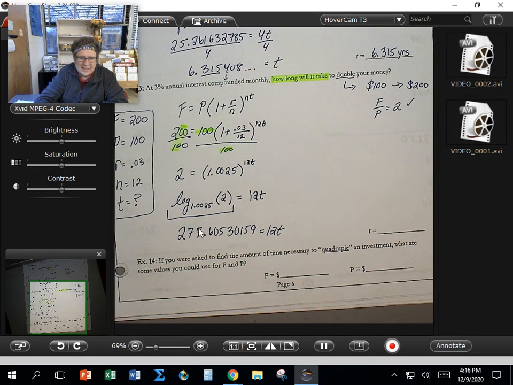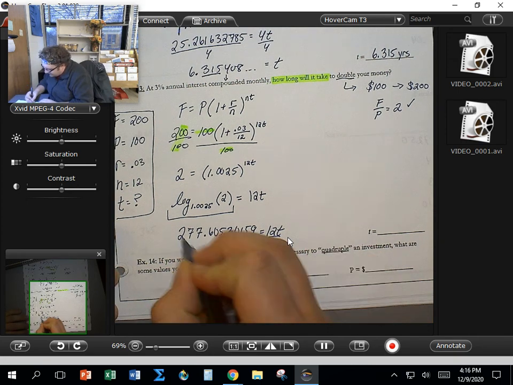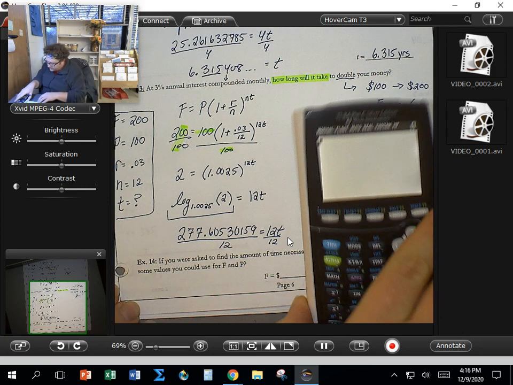Now, you may be thinking, that's a lot of years to double your money. 277? I don't think any of us will be here if that's how long it took to double your money. But wait, there's more. This was equal to 12t. You see that? Because it was multiplied by 12, we've got to divide to get the actual answer there, my friends.